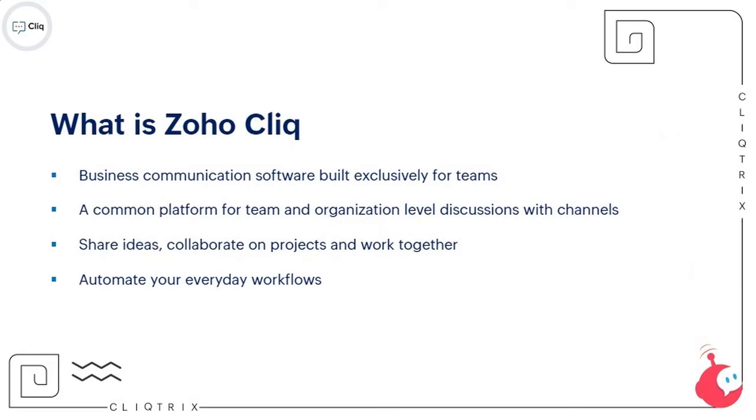Moving on, let me tell you what Zoho Cliq is. Zoho Cliq is a business communication software and a collaboration platform. It is built exclusively for businesses where teams can get together, collaborate, discuss, and communicate with each other to get things done in a more productive way. Cliq provides a forum for team and organization level discussions with the help of channels and group chats. This enables teams within the organization to communicate and collaborate effectively.